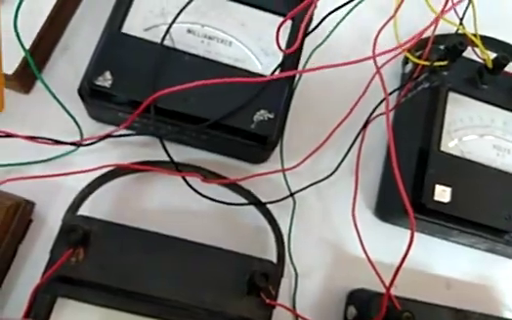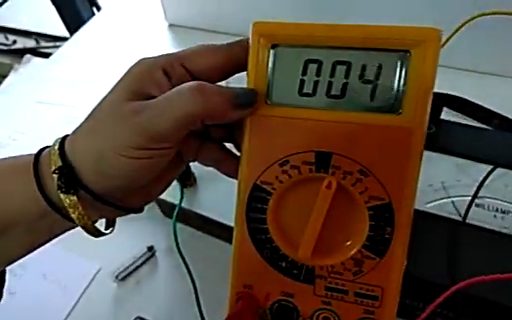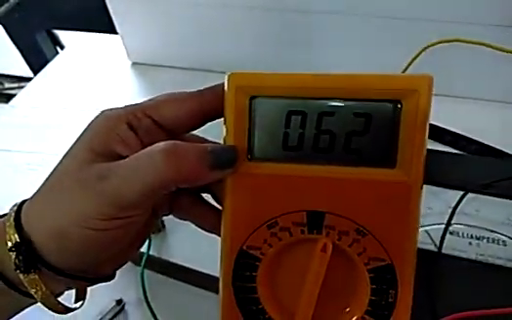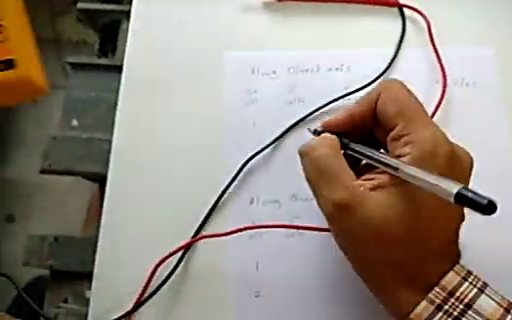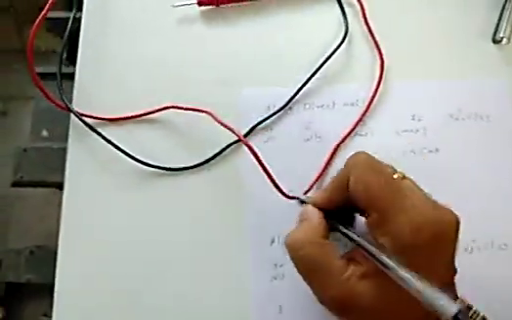Now the voltage we will measure with the help of a DMM. I will measure the voltage across R and Y. See, it is coming out as 62. So we will note it down. The voltage is 62.